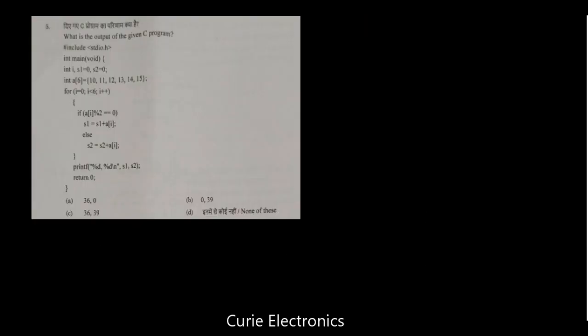Question number 5. What is the output of the given C program? See here, he has initialized int i comma s1 equal to 0, s2 equal to 0. So these variables are initialized to 0. Then in an array 6 numbers he has stored. Now there is a for loop.